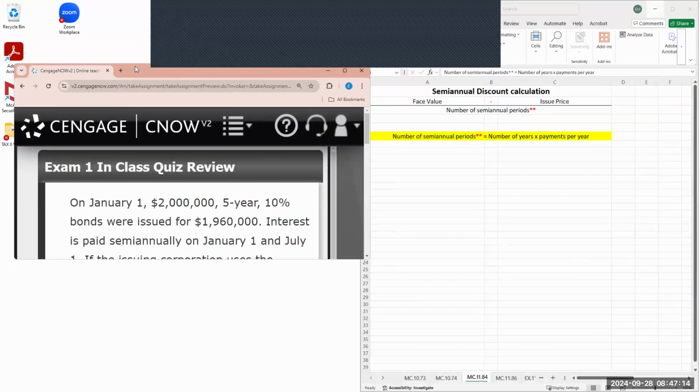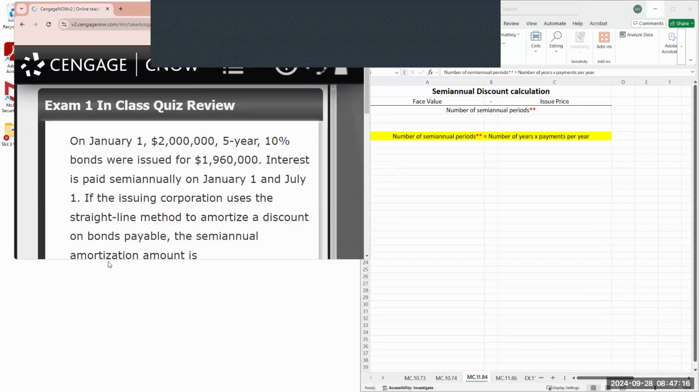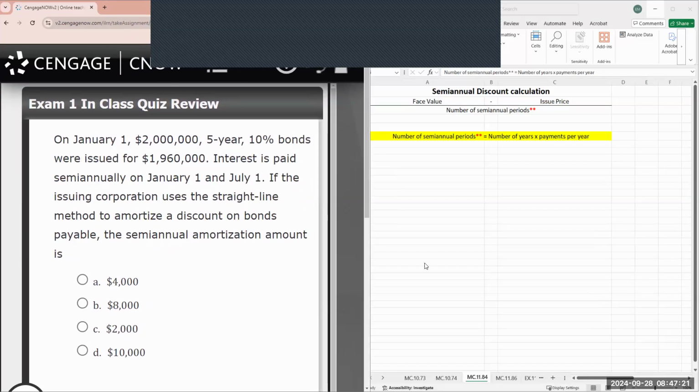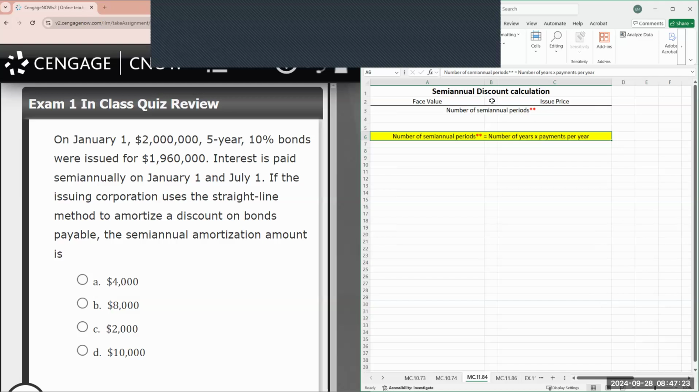All right. So in order to determine the amount, there's some calculations that we need to be aware of. So the semi-annual discount calculation is as follows. It is the face value minus the issue price divided by the number of semi-annual periods. And the number of semi-annual periods is calculated as the number of years multiplied by the payments per year. And in this case, it is 2 payments per year. So we do the calculations.